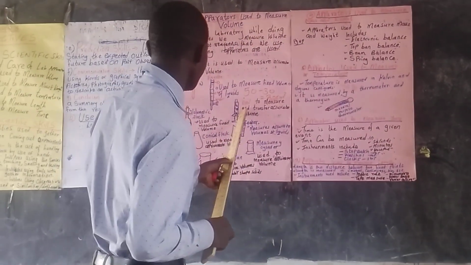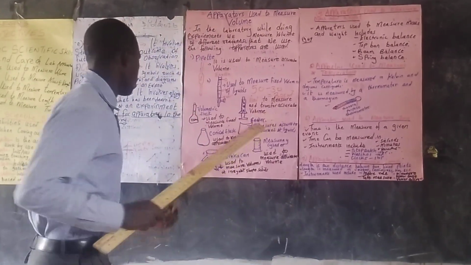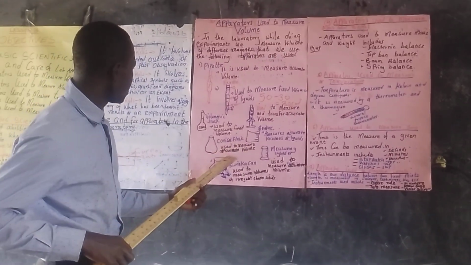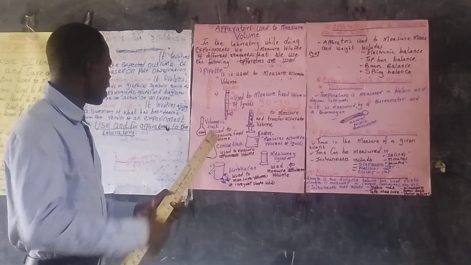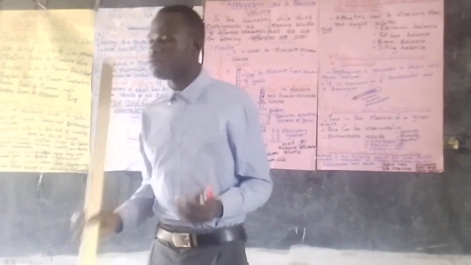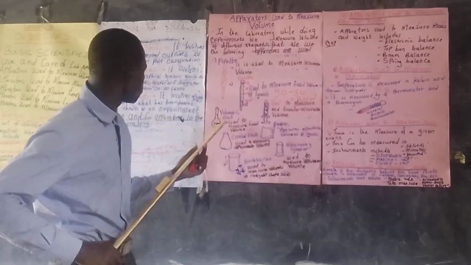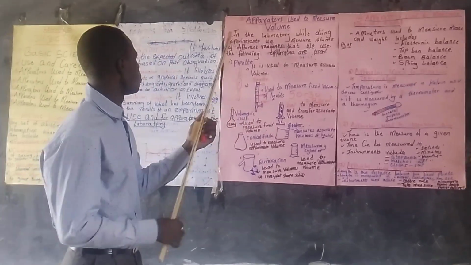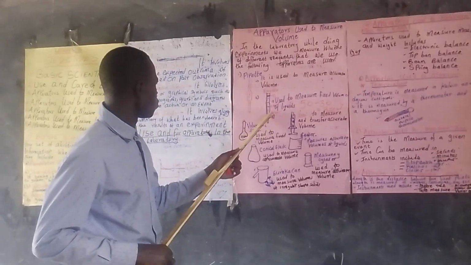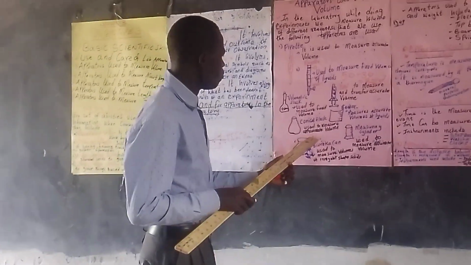We have a syringe, which measures and transfers accurate volume. A conical flask is used to measure approximate volume. So learners, understand the apparatus used to measure approximate volume and accurate volume. When you talk of accurate volume here, what can we use? A volumetric flask, a pipette, and a burette. Remember, a conical flask is used to measure approximate volume.